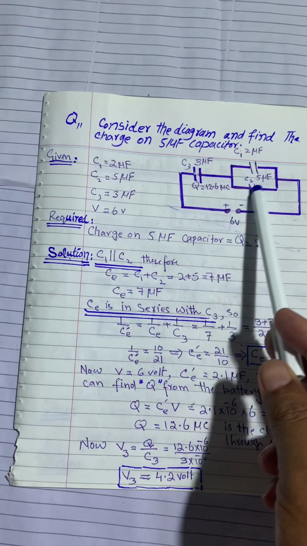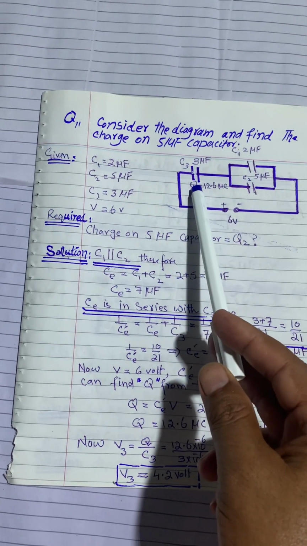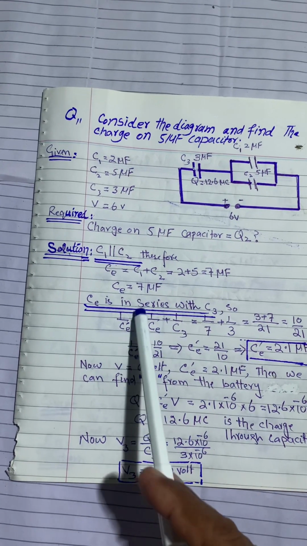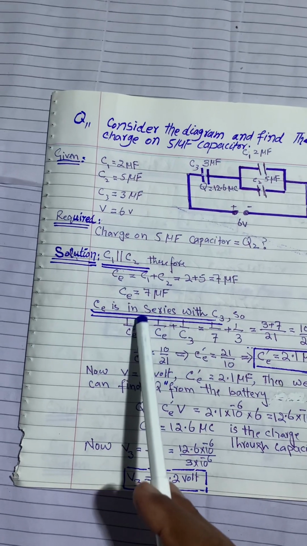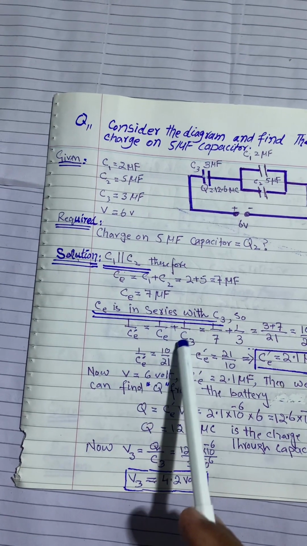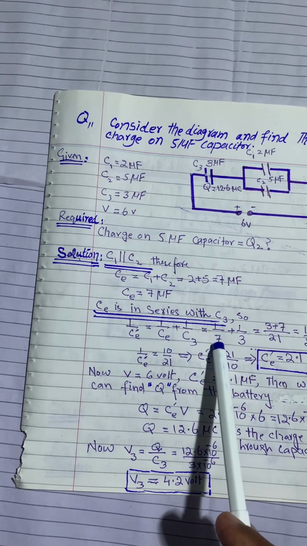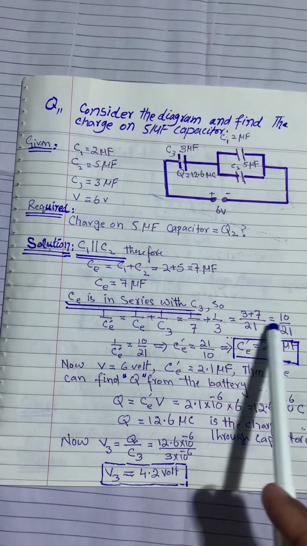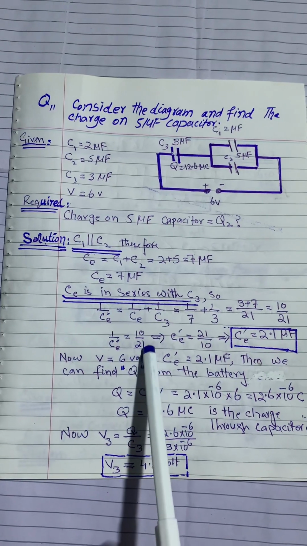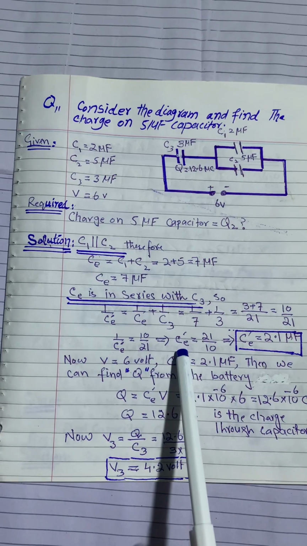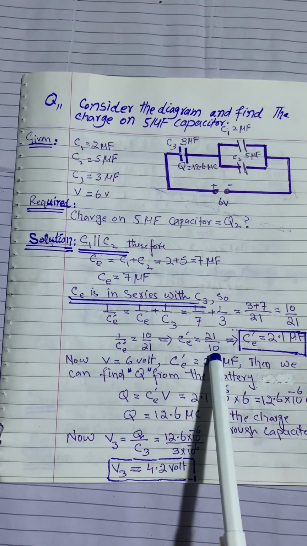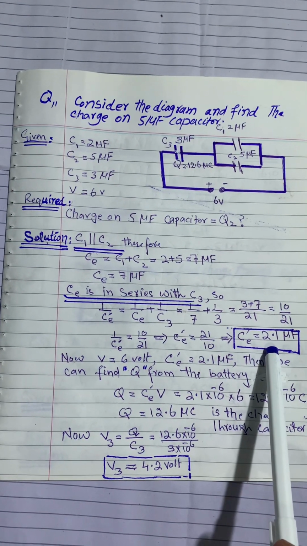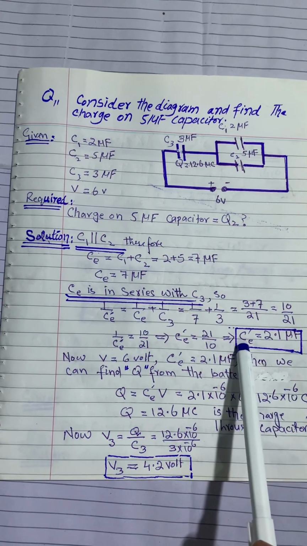Now here we see that CE is in series with the third capacitor. Therefore we apply the formula 1 over CE dash equals 1 over CE plus 1 over C3. Plugging in the values and after simplification we get 10 divided by 21. Now 1 over CE dash equals 10 by 21. Inverting both sides, CE dash equals 21 divided by 10. After division, CE dash equals 2.1 microfarad.